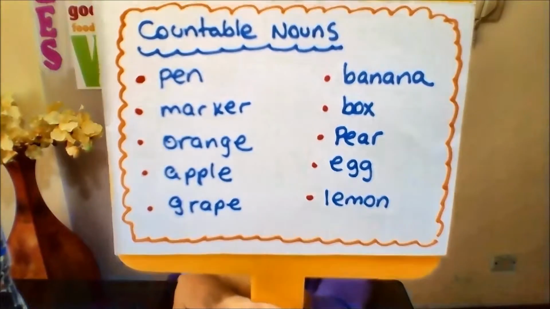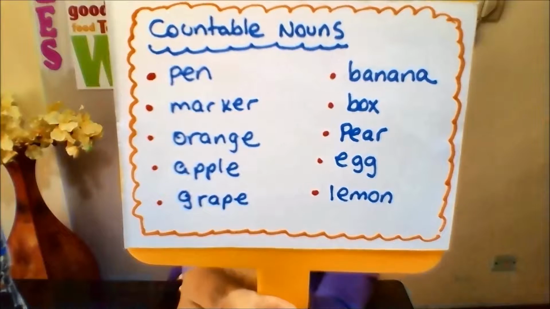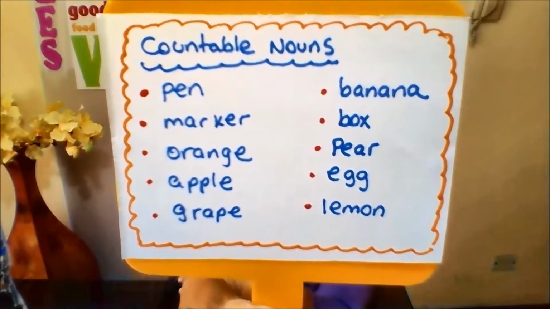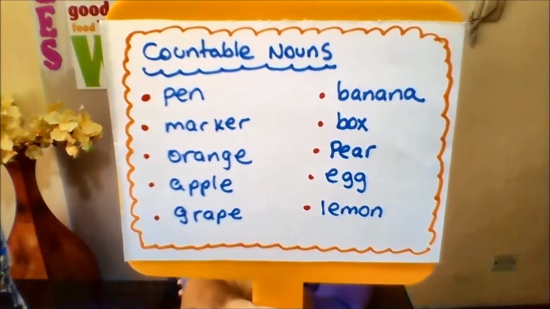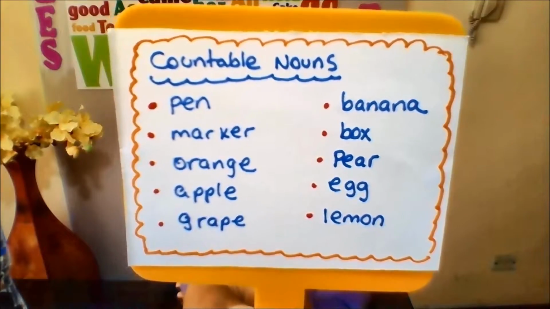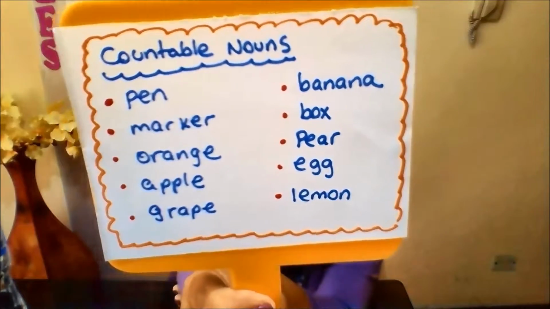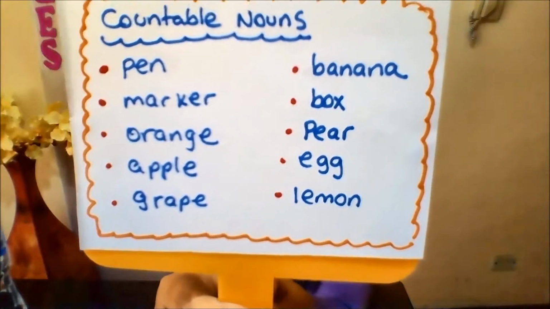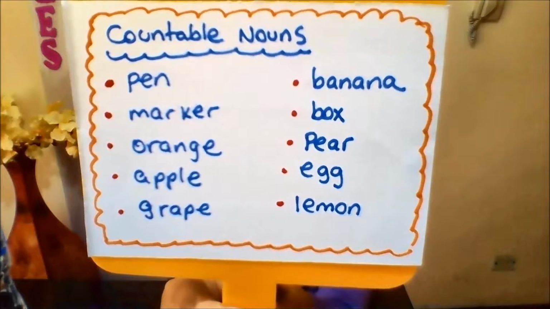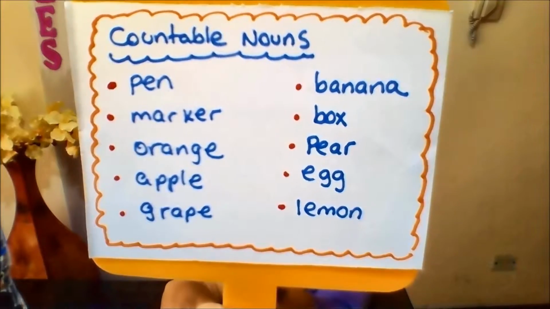You have here, for instance, pen, que no es comestible, un lapicero, marker, un plumón, orange, apple, grape, banana, box, una caja, pear, egg, lemon, right? These nouns have singular and plural forms.